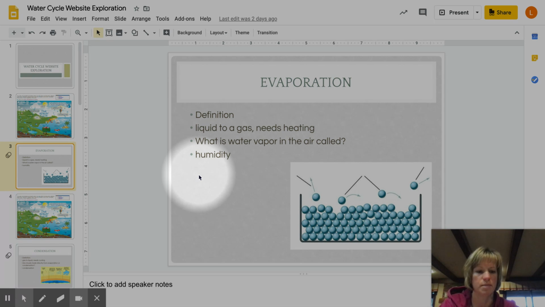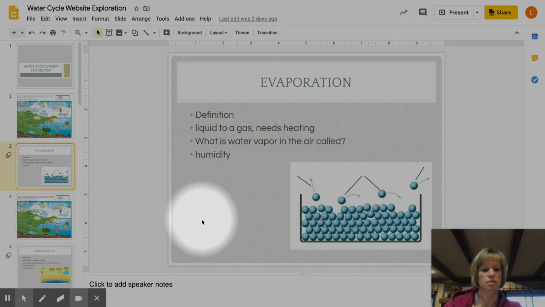It's always chemically H2O, 2 hydrogens bonded to 1 oxygen, but we're always changing states of matter through the water cycle. And of course, evaporation requires heating for it to happen, for the molecules to get further apart. Now, the key question to answer about evaporation there was, what is water vapor in the air called? And we actually call that a weather word, humidity.